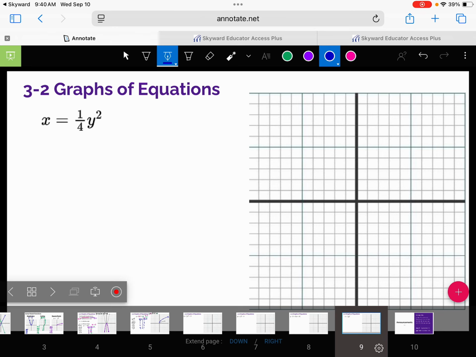Let's do one more, because they like to throw these kind of ones at you a little bit. This will be our last one for today. We're going to do x equals 1/4 y squared.